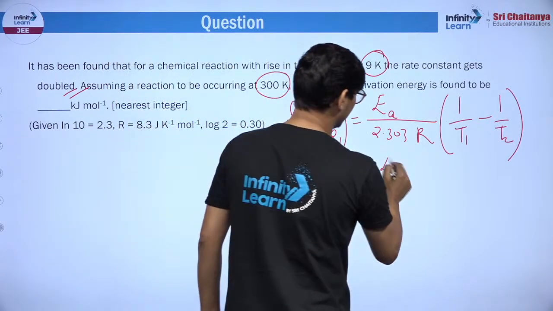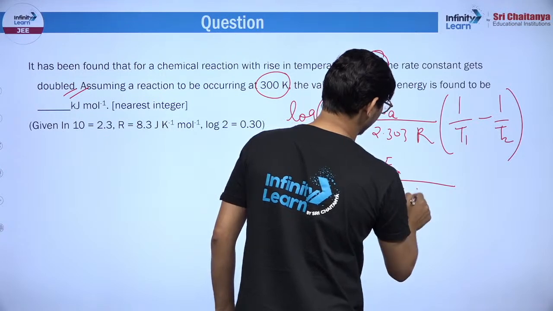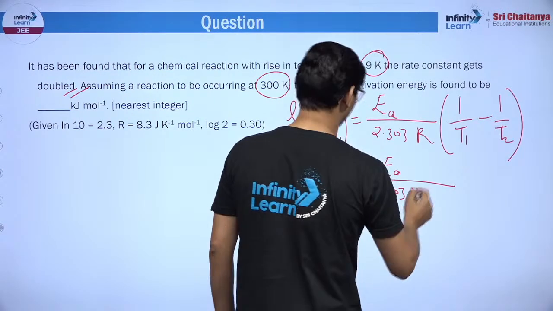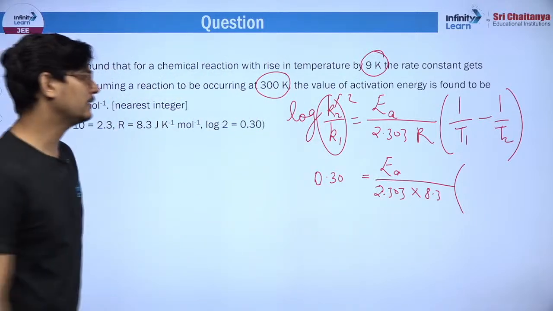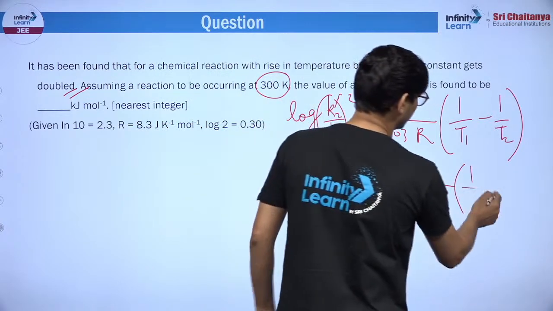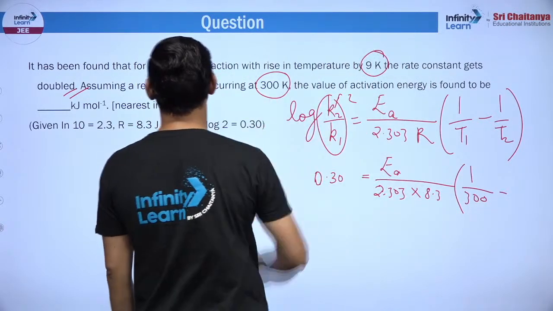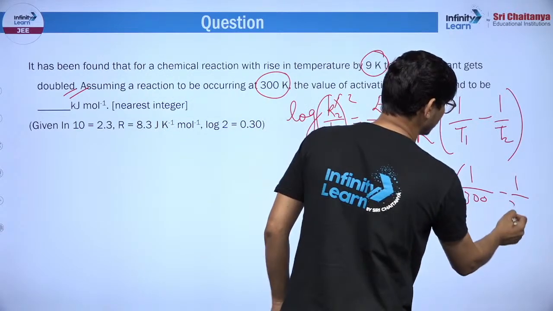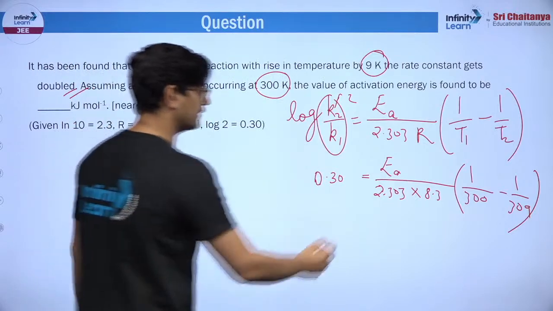एक्टिवेशन एनर्जी हम लोग को निकालनी है. 2.303 मल्टीप्लाइड बाय आर की वैल्यू कितनी लेनी है? 8.3. ठीक है, 1 upon T1. रिएक्शन हो रही है 300 पे, तो इनिशियल टेम्परेचर 300 है और हम 9 डिग्री बढ़ा के रेट कांस्टेंट डबल कर रहे हैं, तो फाइनल टेम्परेचर कितना होगा? 309. अ लिटिल बिट टीडियस कैलकुलेशन, यू कैन डू योरसेल्फ.